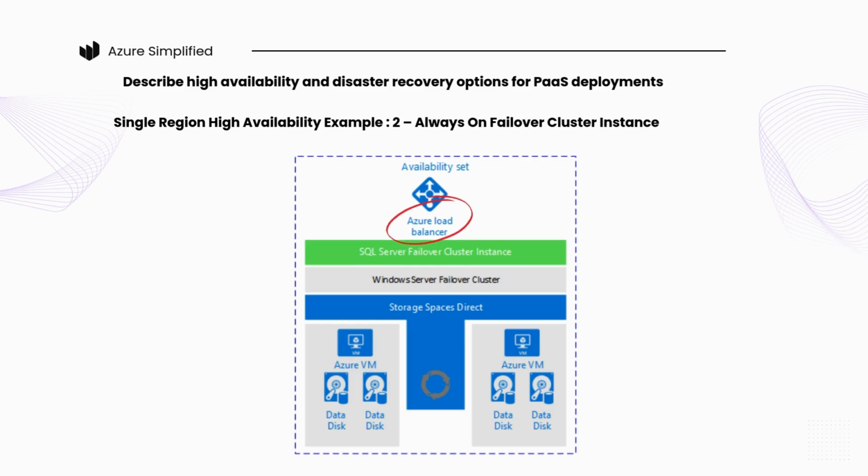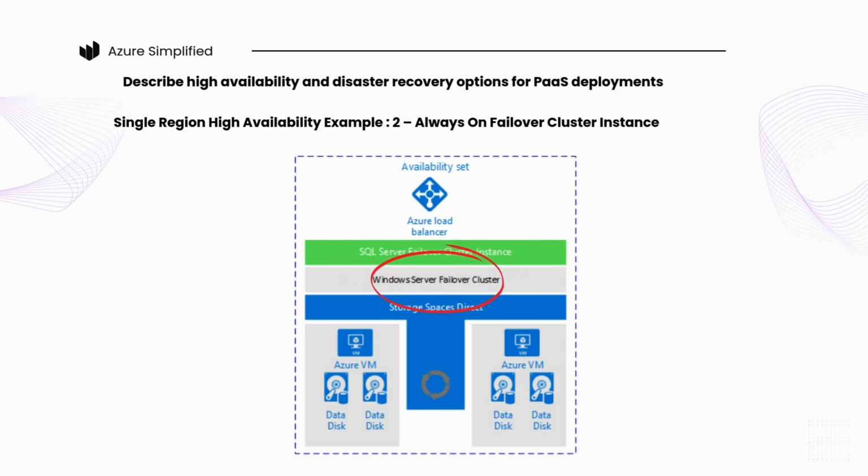2. The Azure Load Balancer, ALB, manages traffic between the SQL Server failover cluster nodes. It ensures that clients connect to the active SQL Server node in the failover cluster. 3. SQL Server Failover Cluster Instance, FCI, provides high availability by allowing automatic failover between the clustered nodes. Unlike Always On availability groups, FCI requires shared storage for data consistency across nodes.